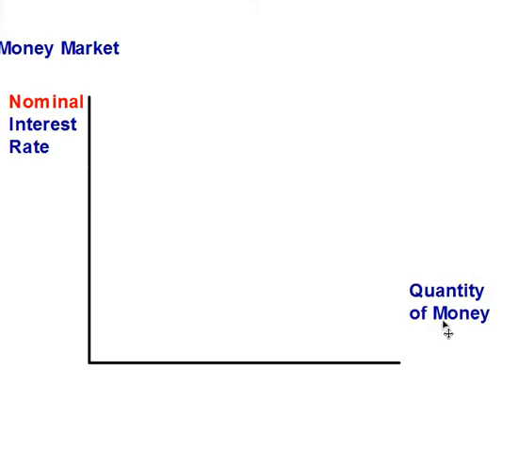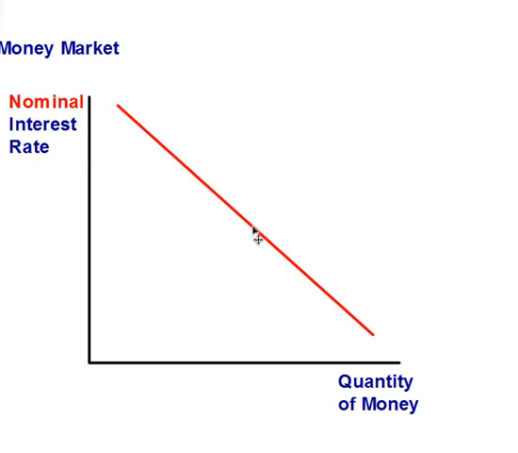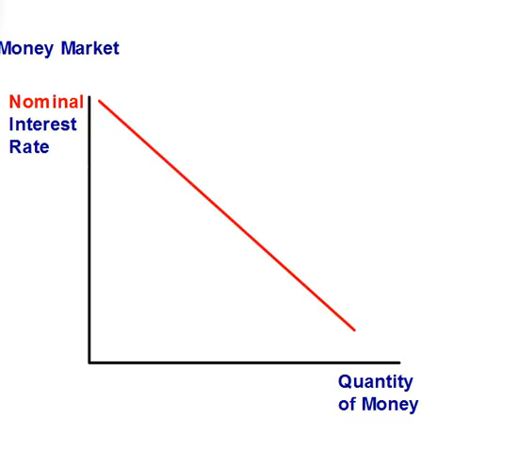Our last graph that we need to know is our money market. Here we're going to have the nominal interest rate on our vertical axis and the quantity of money. We have a downward sloping demand curve. We do call this MD for money demand to distinguish it from the other markets.